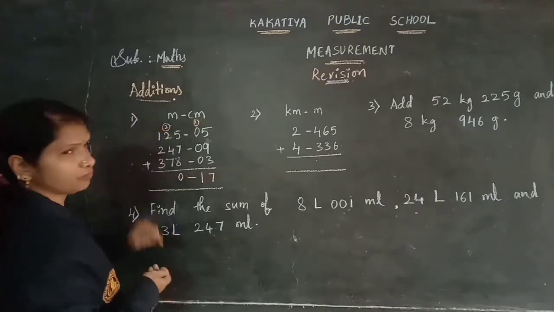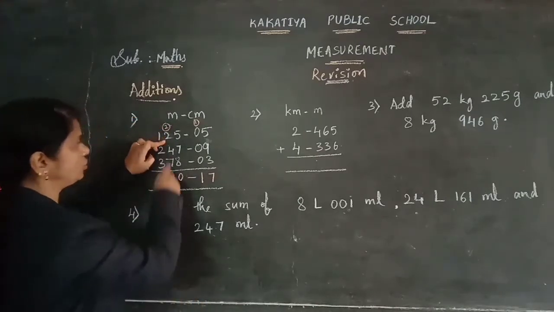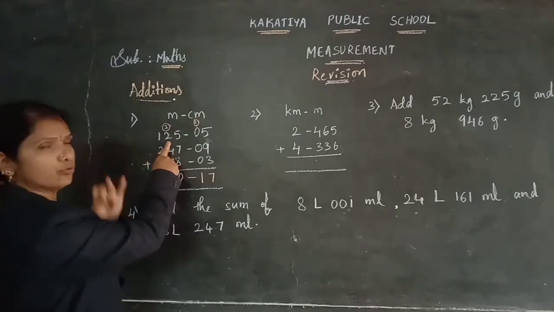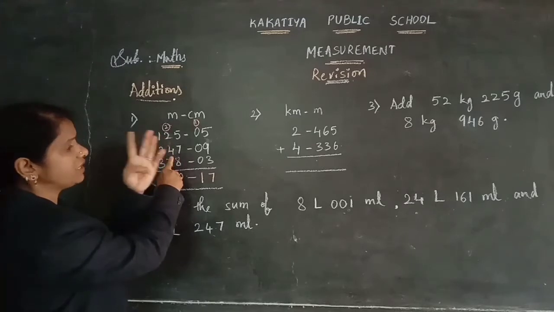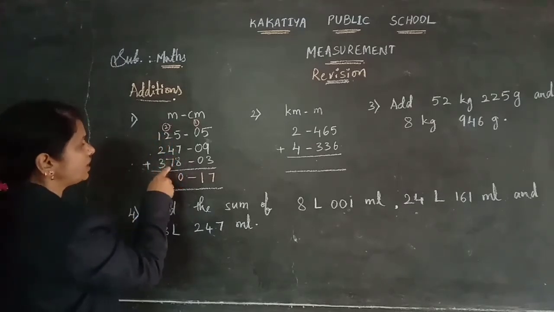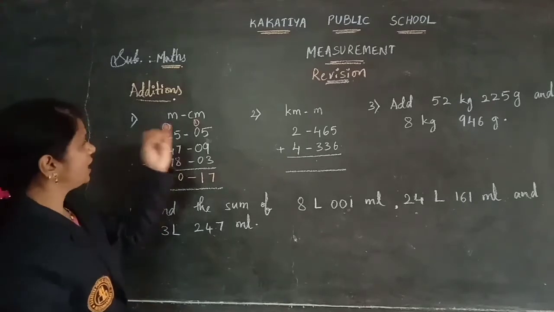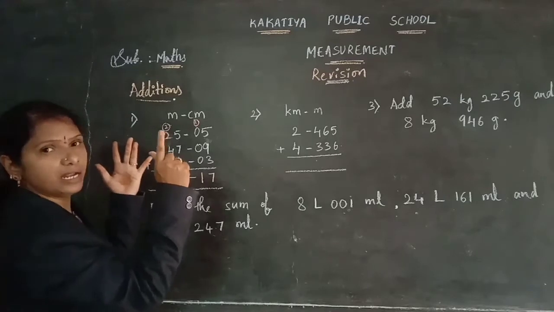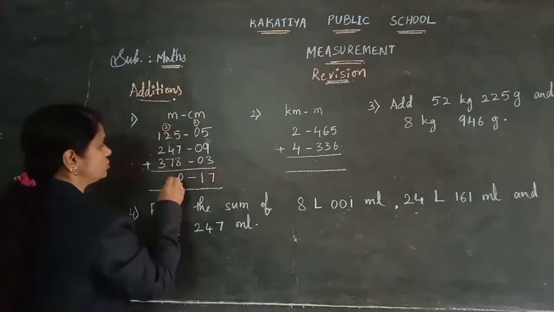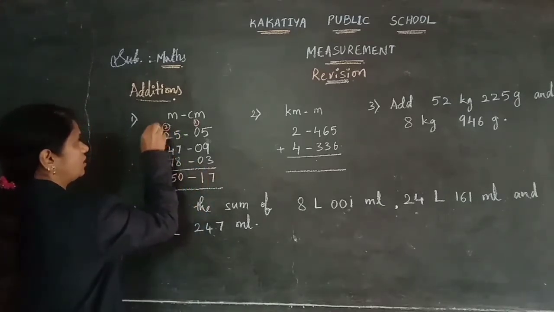Now 2 plus 2. 2 after next 2 means 3, 4. 4 I am getting. 4 after next 4: 5, 6, 7, 8. 8 I am getting. 8 after next 7: 9, 10, 11, 12, 13, 14, 15. If I am adding next 7, I am getting 15 here. So 5 here and 1 carry.